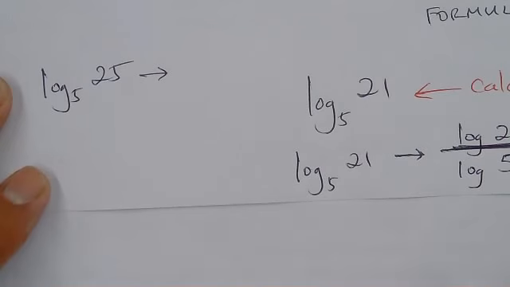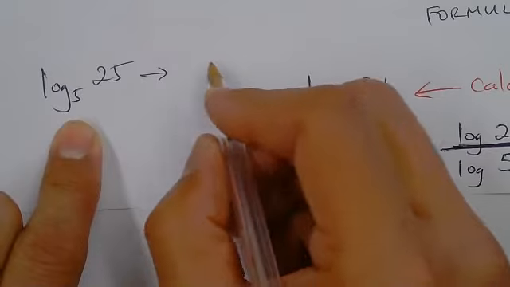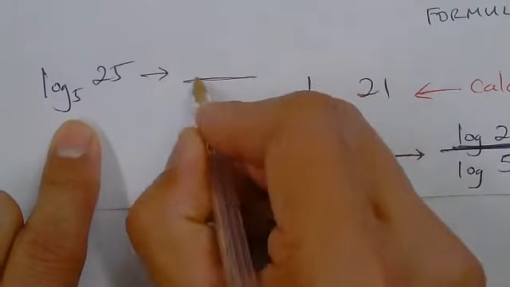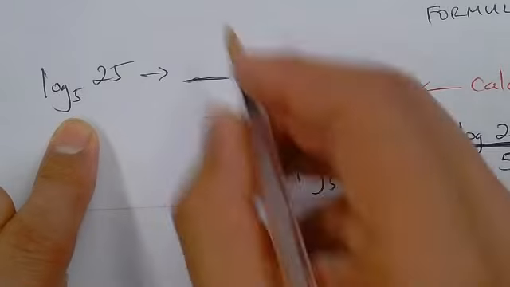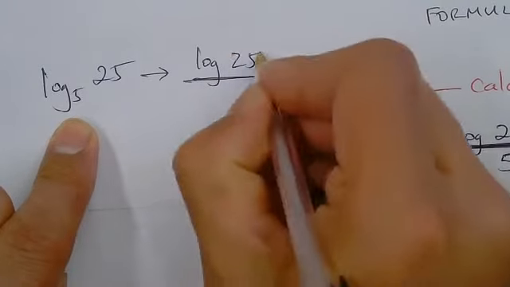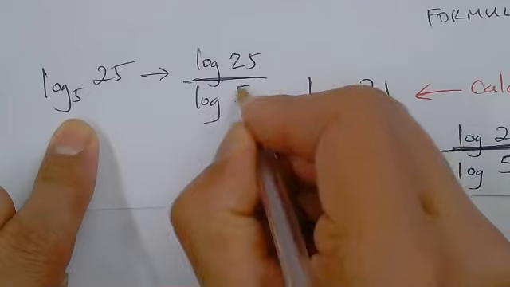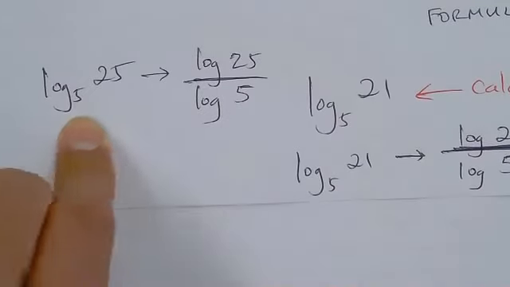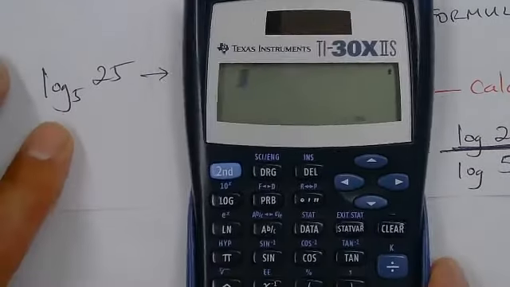How would you have to do this on the calculator so that you're able to do it? The change of base formula, what is it? Gustavo, what do I write? Something divided by something. What do I have to write? Log of 25 over log of 5. Isn't that easy? That's not difficult.